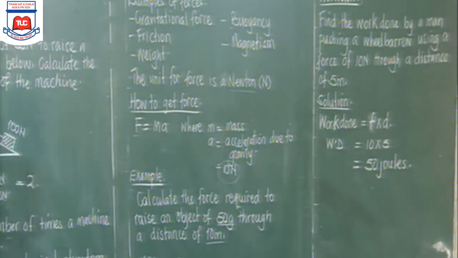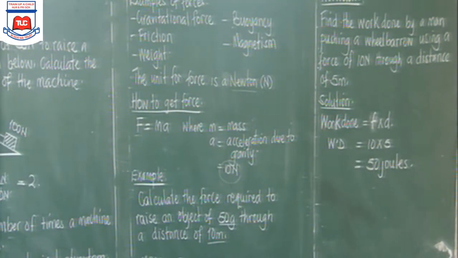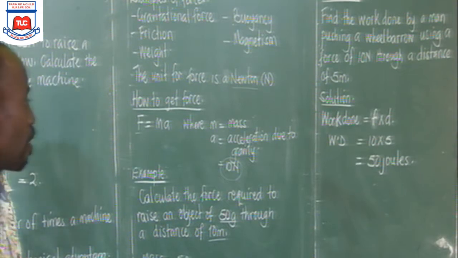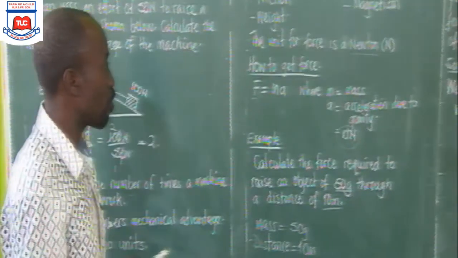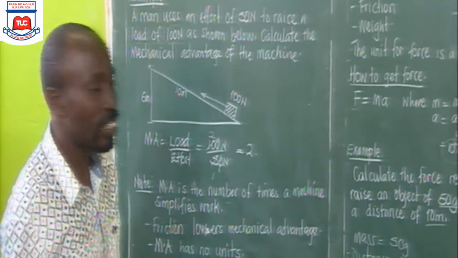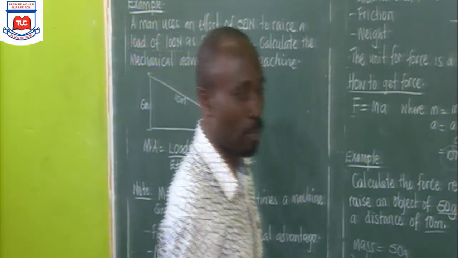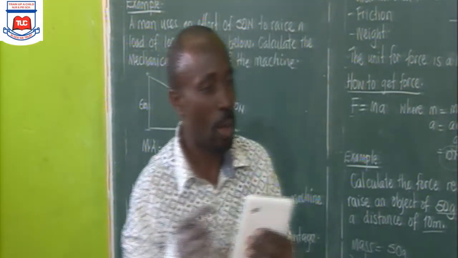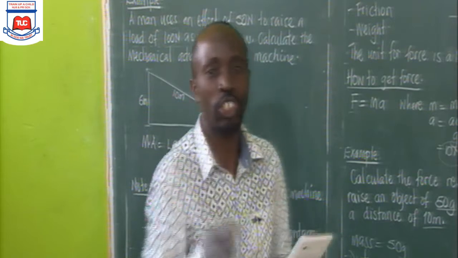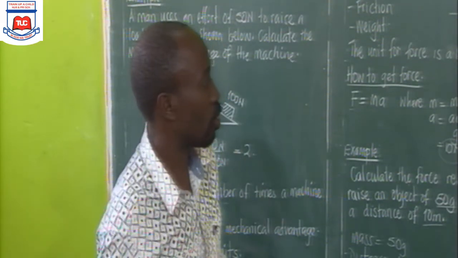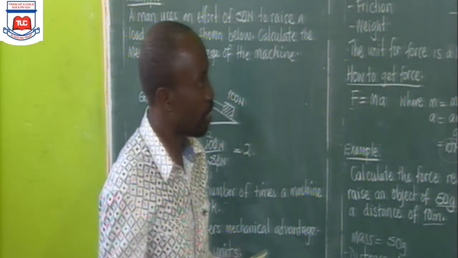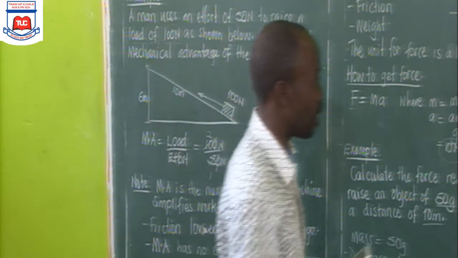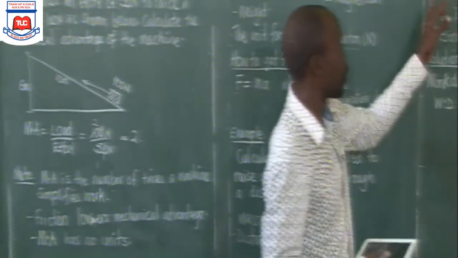Okay? All right. Work done. Work done is defined as the force multiplied by the distance. You get the force, multiply it with the distance through which an object is going to move. Okay? That is what we call work done. So we have an example here.